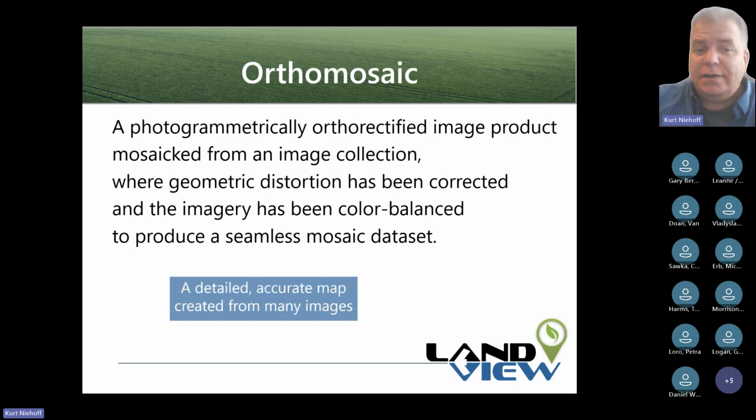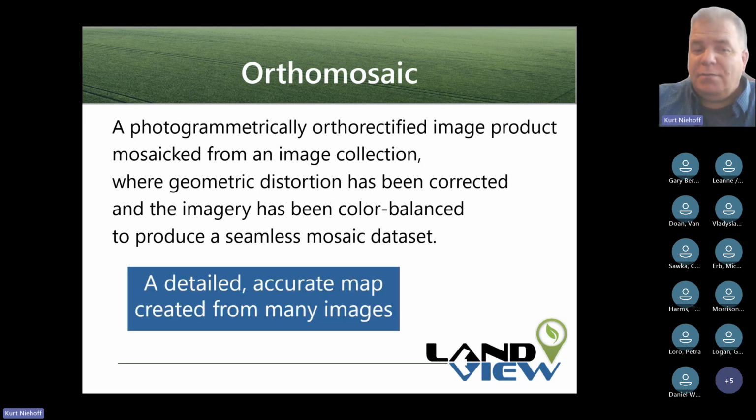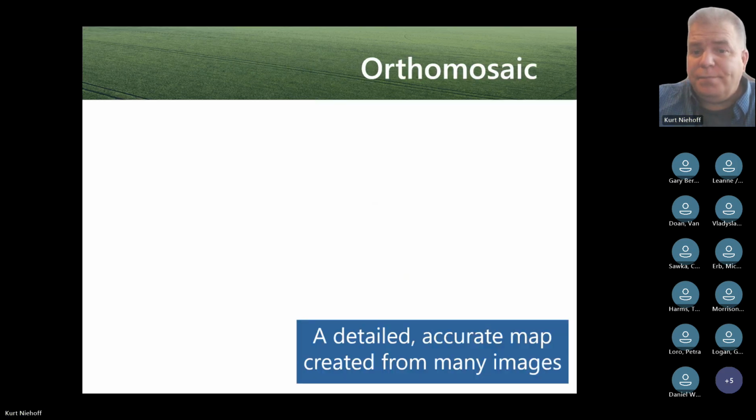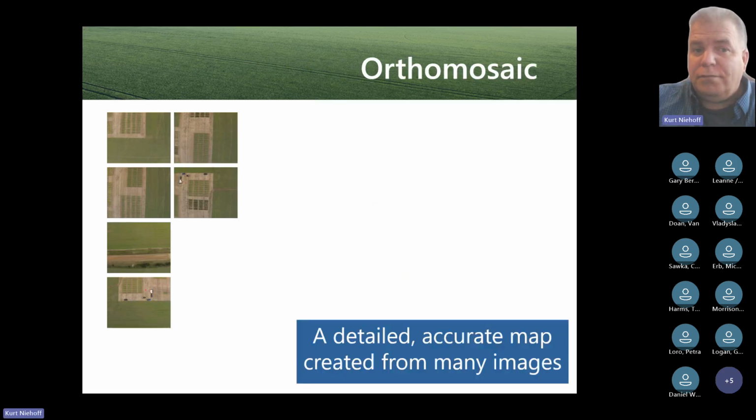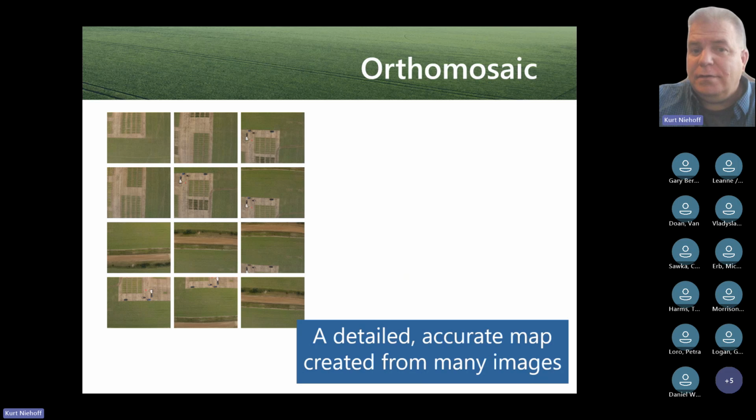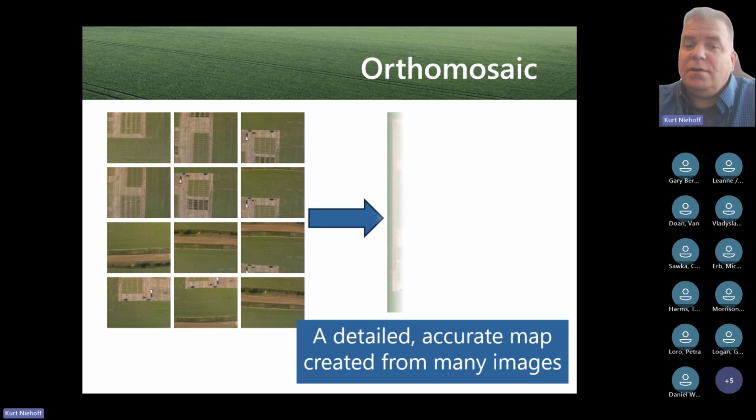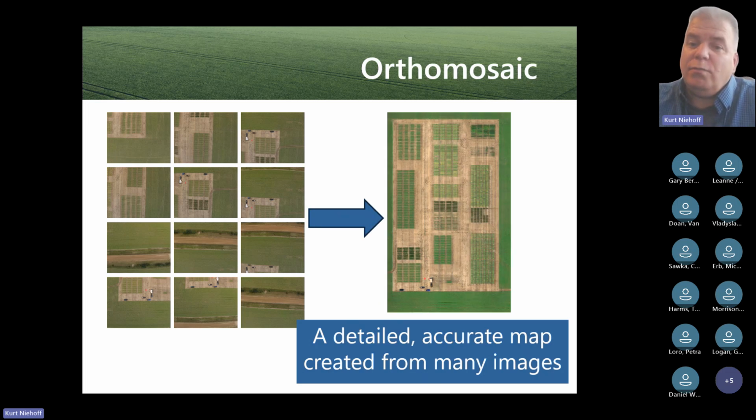The way I usually put it is a detailed, accurate map created from many images. That's all it is. So drone flies along, takes all those pictures. Then there's the black box that you throw this into that does all of the photogrammetry and orthomosaic stitching, and you end up with one image out of many.